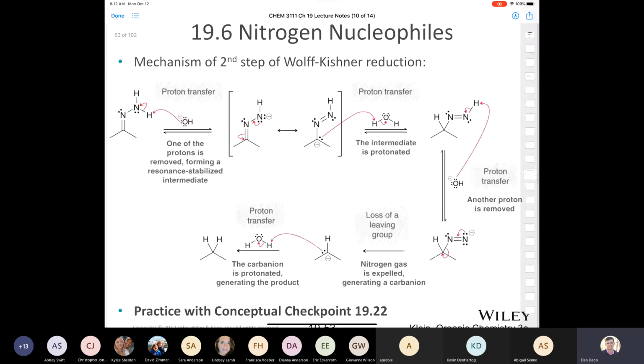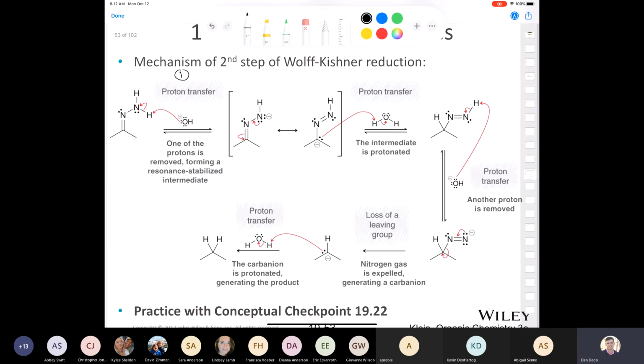Here's the second part, the mechanism of the second step of Wolff-Kishner reduction. So the first step is the formation of the hydrazone, and then this is the step where you take the hydrazone and you reduce it to the alkane. Okay, so you can see that it's a proton transfer in the first step.